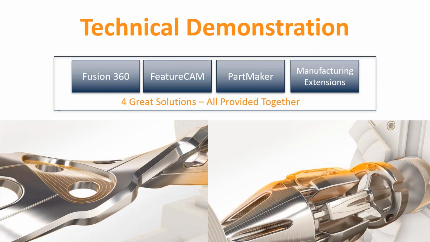We've been showing FeatureCAM and PartMaker because they just really are good at the advanced turning. They've been at it for a long time, but we've also been showing Fusion. And there were a lot of questions about which one and where. And the nice thing is you can get all of these solutions together in a subscription pricing model that's very cost effective and provides a lot of capability for you and your shop.